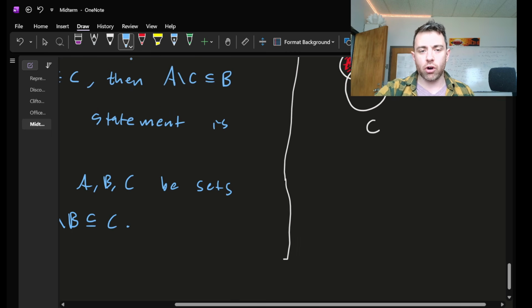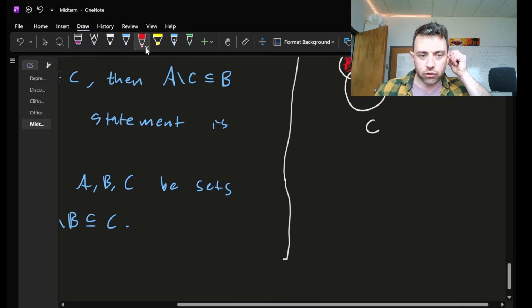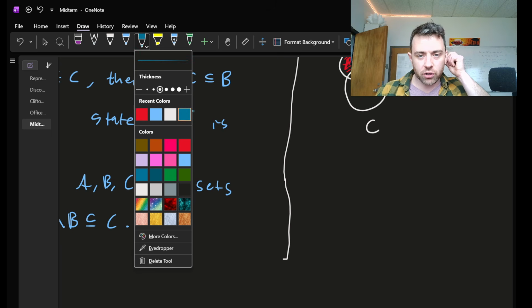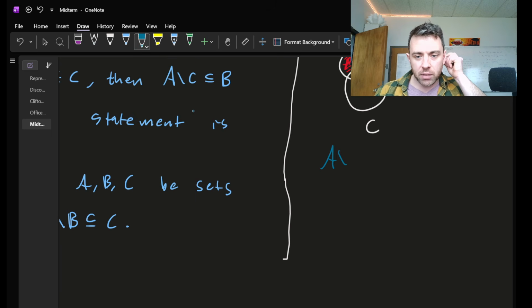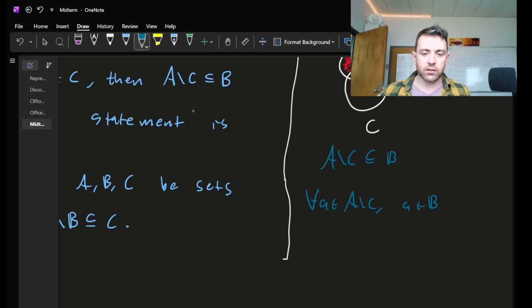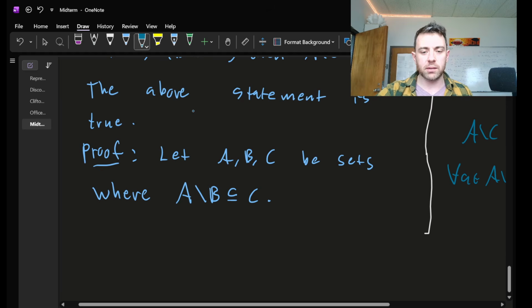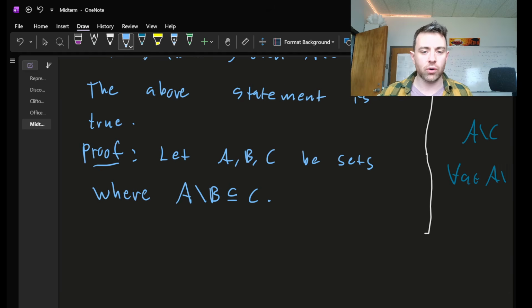So again, I'm going to go over to my rough work here to remind myself, well, A minus C being a subset of B, what does that really mean? That really means for all a in A minus C, a is an element of B. So how do I prove that? I'm going to have to begin with a let statement, right? So I begin by grabbing an element. So let a be an element of A minus C.